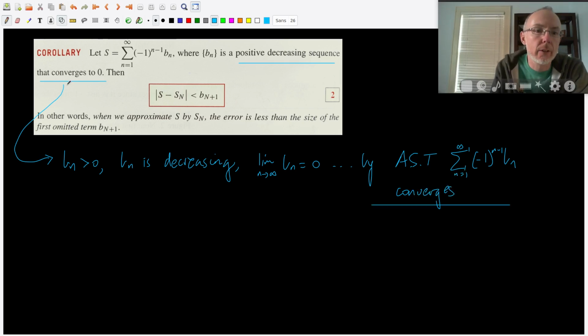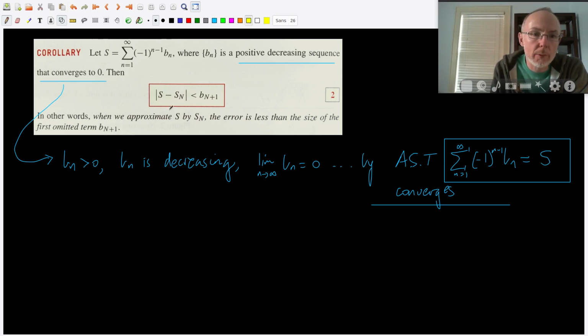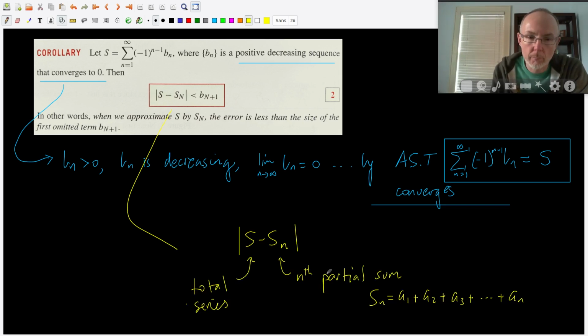I've met the conditions of the alternating series test here, and this is going to add up to some value. And the point is, whatever the value is, if it's convergent, what it means is it adds up to a finite value, and I'm going to call that S. So what this theorem is telling us is that the difference between the final value of the sum and the nth partial sum is less than the first term we're ignoring.